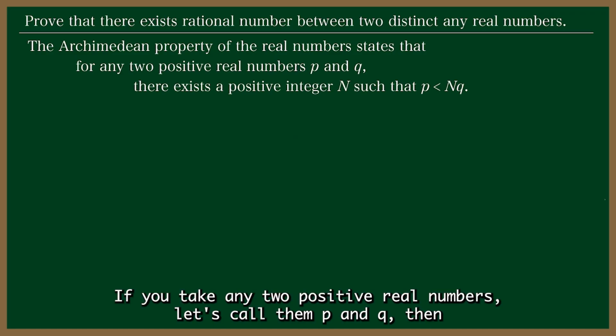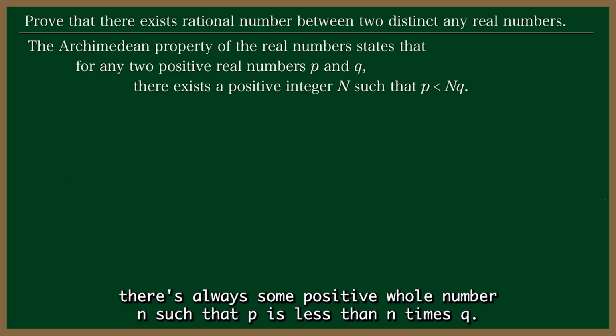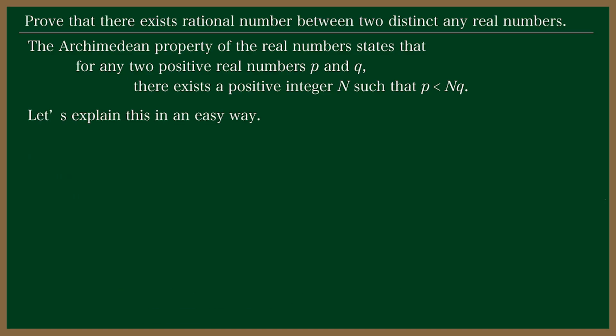If you take any two positive real numbers, let's call them p and q, then there's always some positive whole number n, such that p is less than n times q. Let me explain this in a simple way.